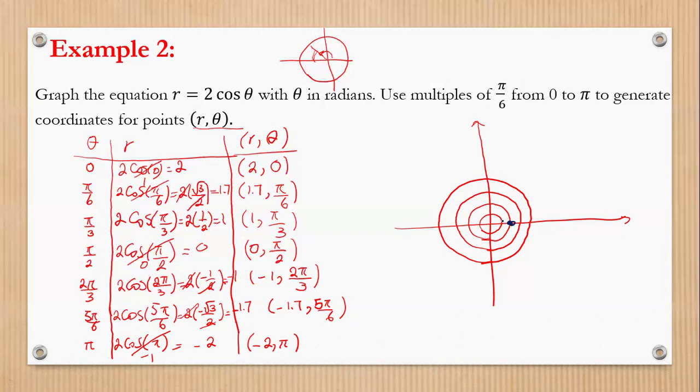Next point is 1.7 and pi over 6. So let me just show the lines for the angles as well. That's pi over 6, pi over 3, pi over 2. So 1 pi over 6, 2 pi over 6, 3 pi over 6, 4 pi over 6, and 5 pi over 6.